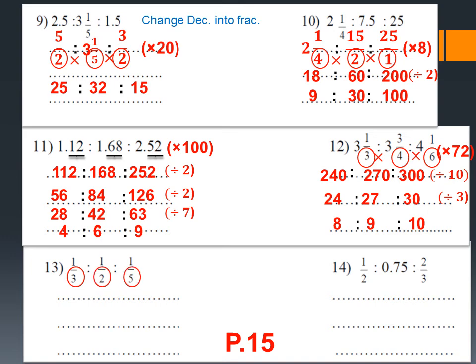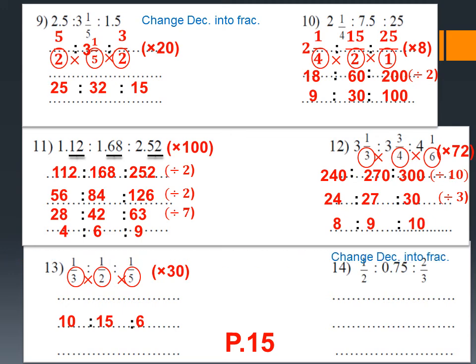1 over 3 to 1 over 2 to 1 over 5. Circle the denominators. Multiply 3 by 2 by 5 to form that, which equals 30. Multiply each fraction by 30: 10 to 15 to 6, and this is the simplest form.